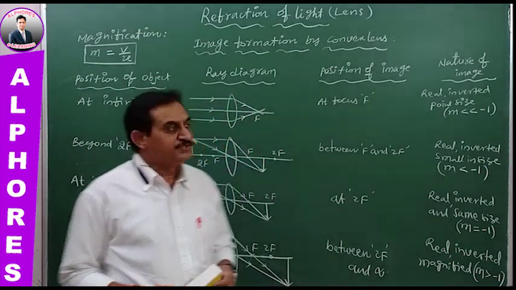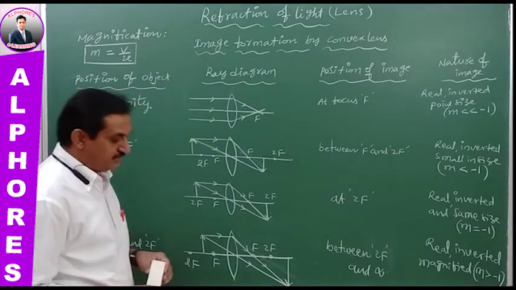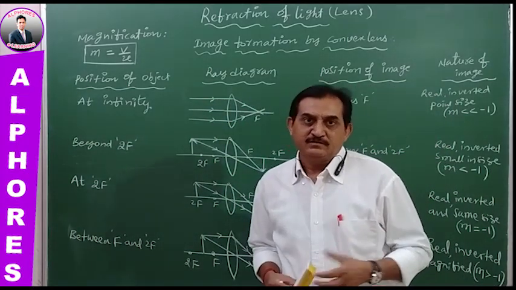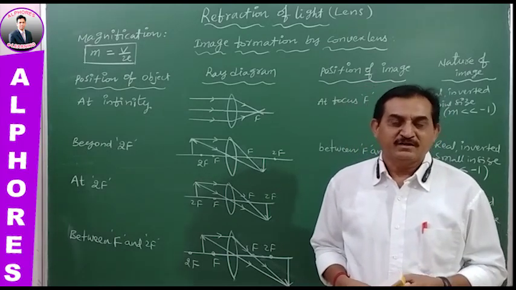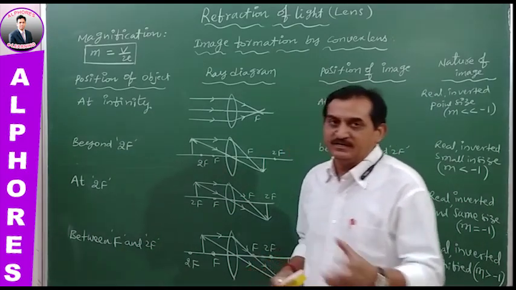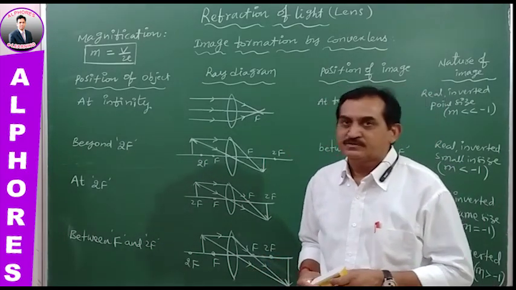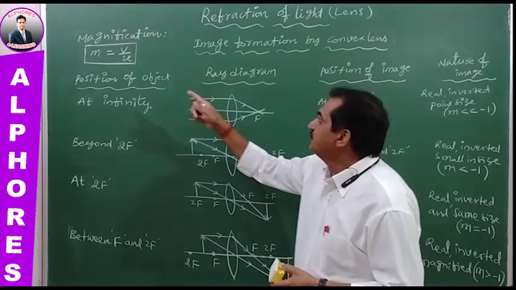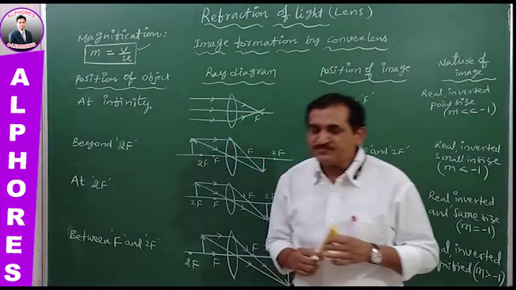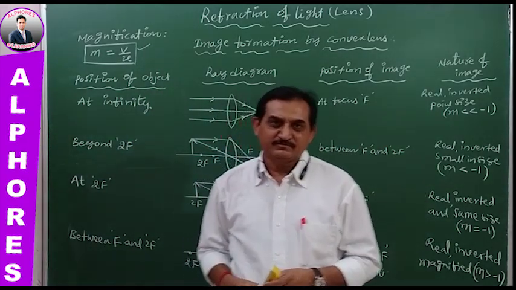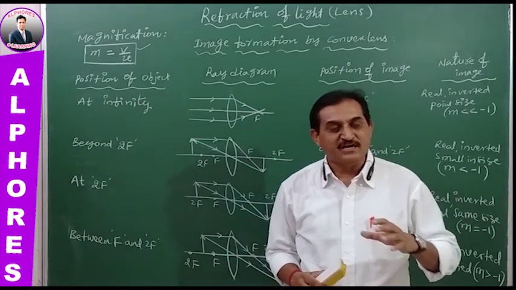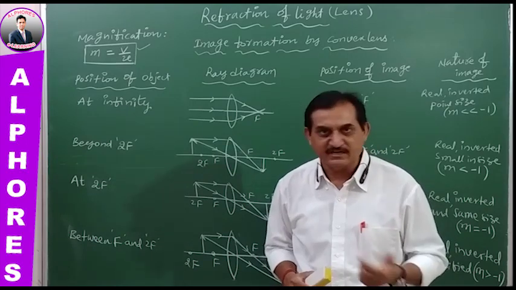So we finished up to the magnification and different types of magnifications: lateral, longitudinal and also angular magnification. Finally, the magnification formula we are getting is M is equal to V by U. This formula is valid for both convex and concave lens. It is common for both convex and concave.